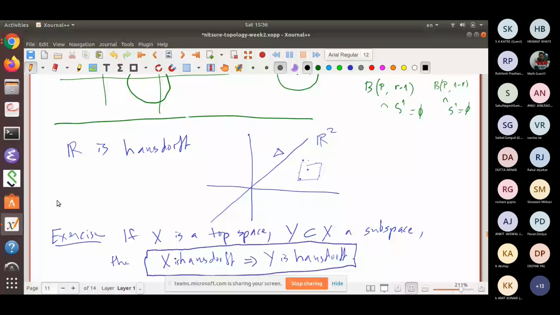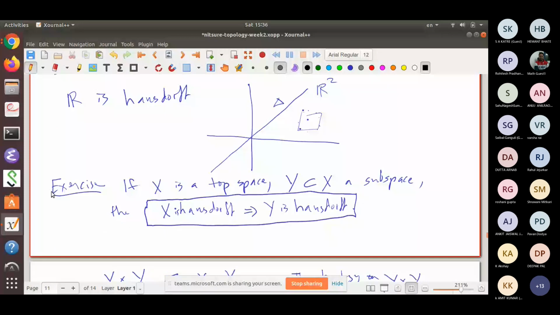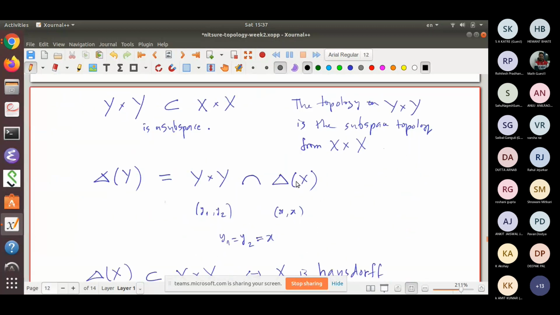Then we talked of Hausdorff, and I reminded you that Hausdorff means the diagonal is closed. This is an equivalent formulation of Hausdorff, and this was an illustration. This line is closed, and this is a little box U cross V, which is open in the product topology and doesn't meet the diagonal because of this property.